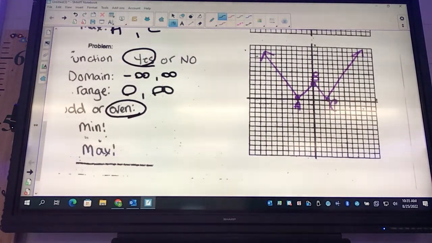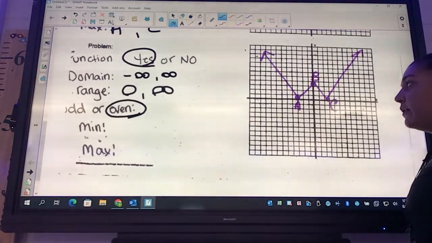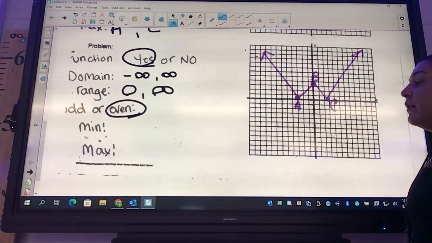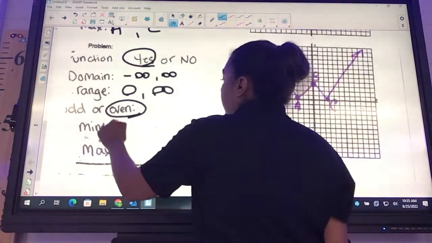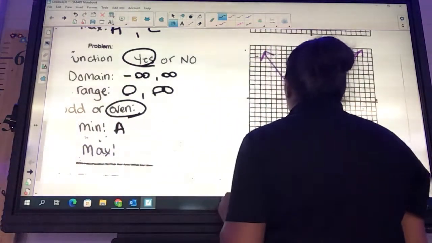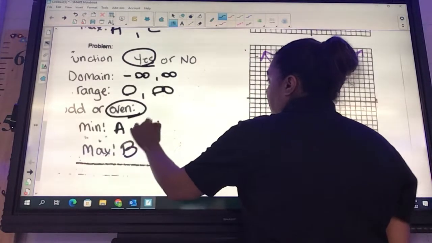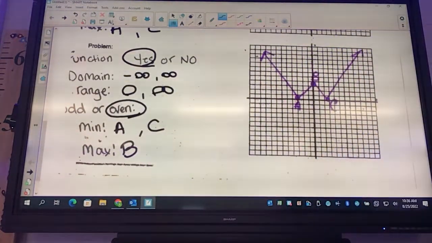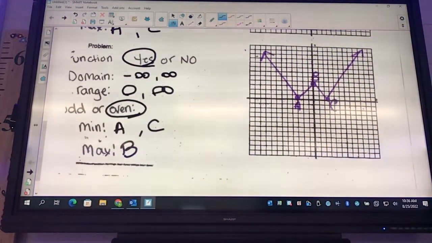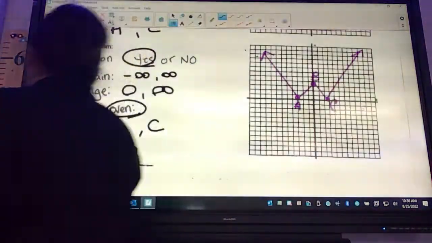Okay, A, is that min or max? Point A. That's a min. A is a min. Okay, and B, max. C, the min. We're going to have a letter. If there's no letters, then that means there's no min or maxes.